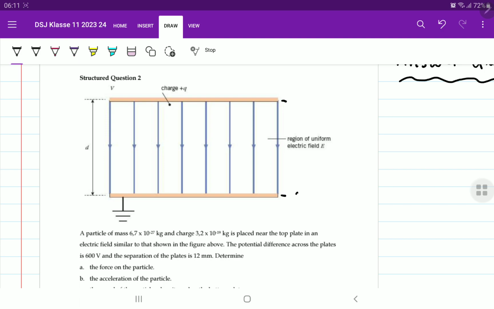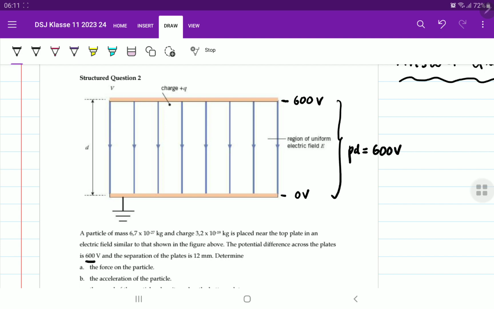This plate has 0 volt and the one up there has 600 volt, and it is given by the question here. So 600 volt is the potential of the upper plate, 0 volt the potential of the lower plate, and the PD between them is also 600 volt.